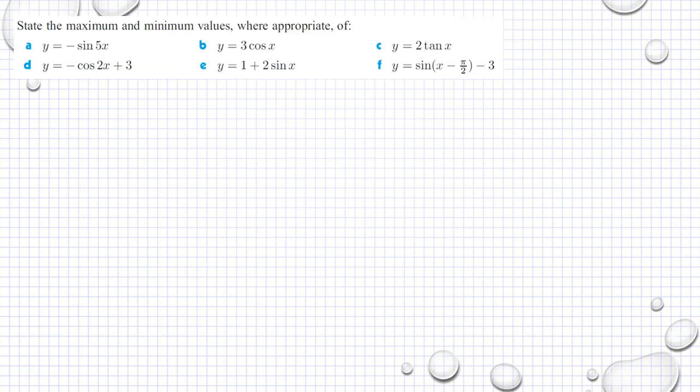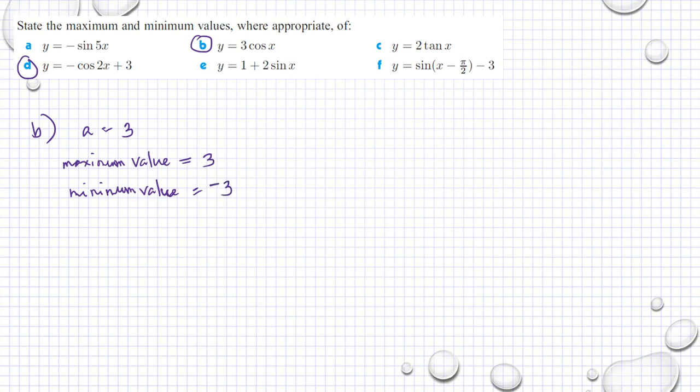Last one might be, yes, state the maximum and minimum values where appropriate. We have d here, we have b. Okay, we start with b. We have our a is equal to 3. So we have now our maximum value is equal to 3, and our minimum value is equal to negative 3.